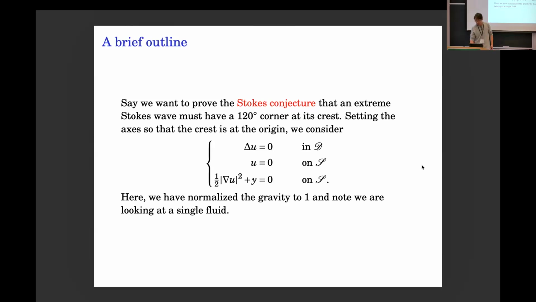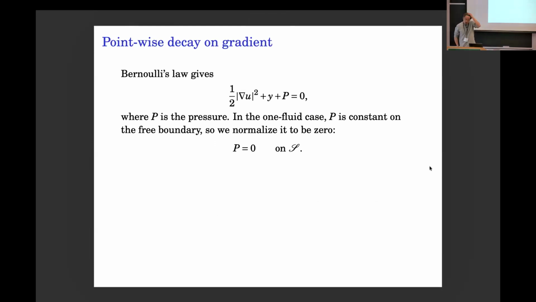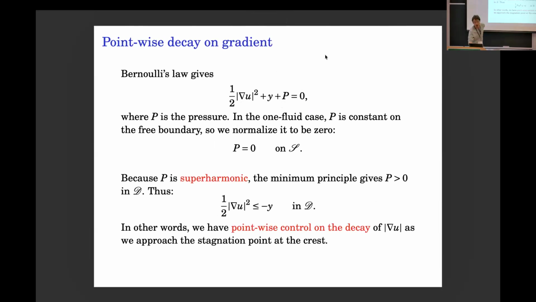In the single fluid case, Bernoulli's law simply states that this whole quantity is equal to a constant, and you can normalize that constant to be 0. And on the surface, P is equal to 0, and U is harmonic. So the additional condition you can get is that U is harmonic, this is linear, so you know that P is subharmonic. P is subharmonic, and it's 0 on the surface, so you have a minimum principle. So you know that P has a sign. So if P has a sign, your gradient square is bounded.